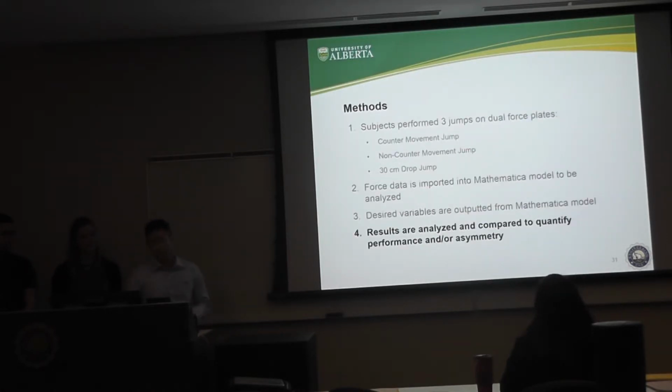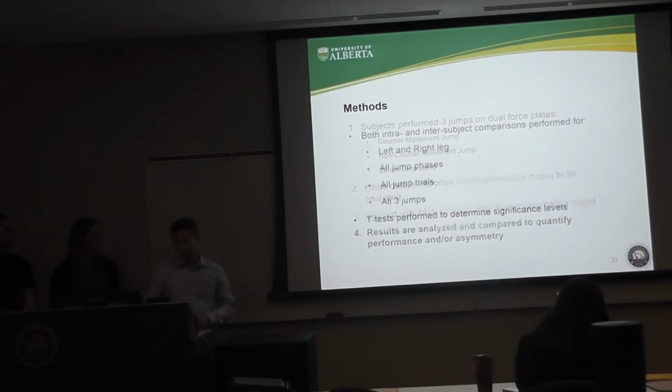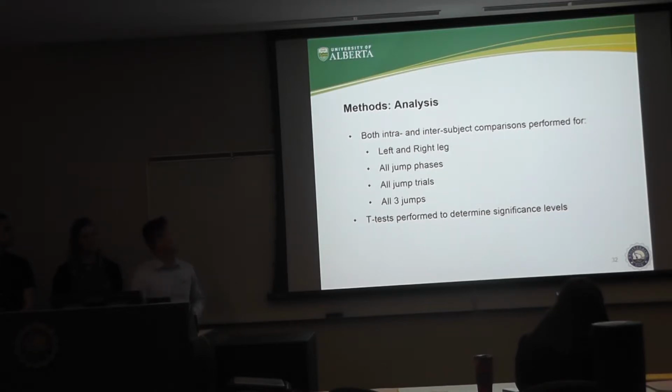So after we get all of our data points, we find our variables. The next step was actually to analyze the data and to compare between the subjects and to see if there's any asymmetry. So when we were looking at the studies, we were looking at both intra and inter-subject comparisons. We looked at the left leg and the right leg. We looked at all the jump phases, so the concentric and eccentric phases, and we also looked at all jump trials. There were 5 trials per jump. And we looked at all 3 jumps: the counter movement jump, non-counter movement jump, and the 30-centimeter drop jump. And t-tests were also used to determine the level of significance as well.